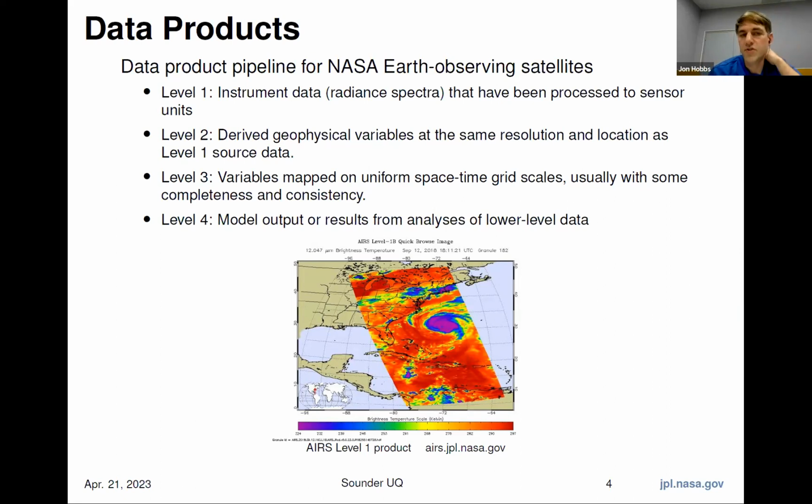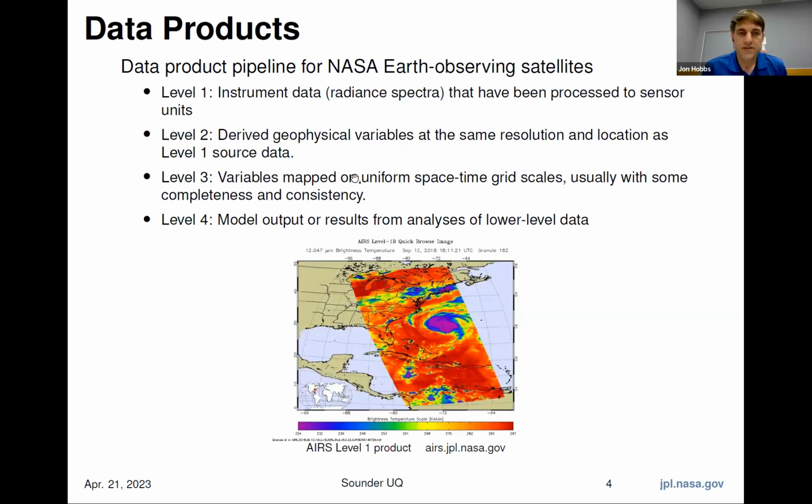The next level is level 2, which are derived geophysical variables. In the case of AIRS and the infrared sounders, some of these geophysical variables include atmospheric and surface temperature, humidity, concentrations of trace gases in the atmosphere, and clouds. These are often the quantities of interest for science investigations and applications. We'll talk about how we move through this progression, but the spatial and temporal resolution of level 2 is the same as that of level 1.